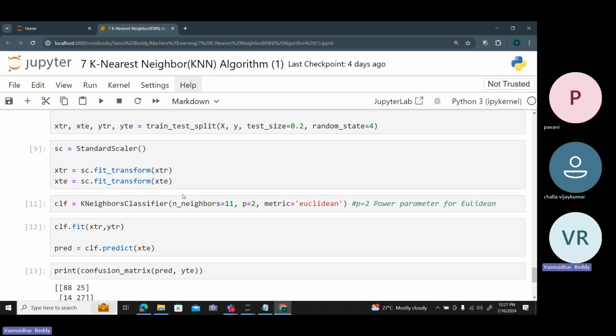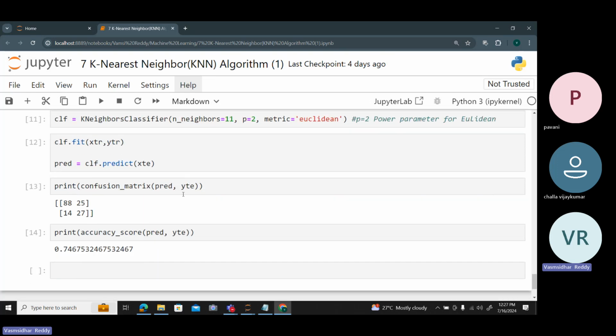I need to collect 11 points initially. So clf.fit on X train and y train, and predict the values for X test. These are the predictions.